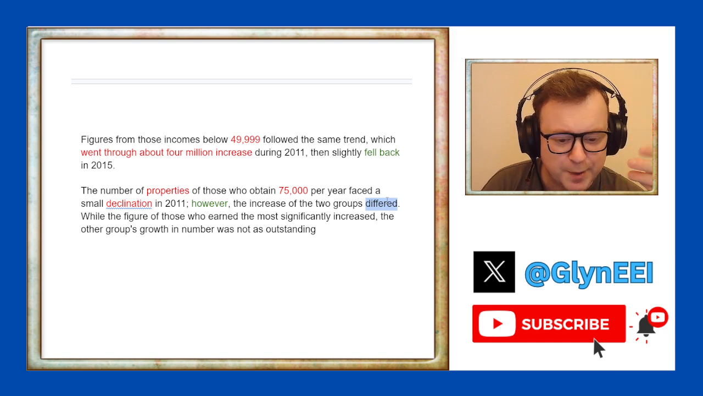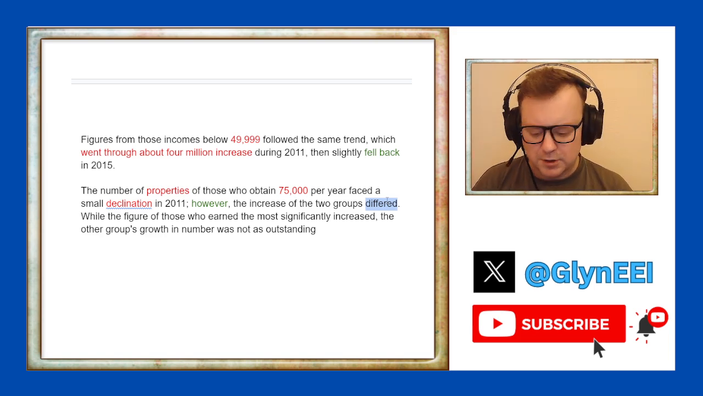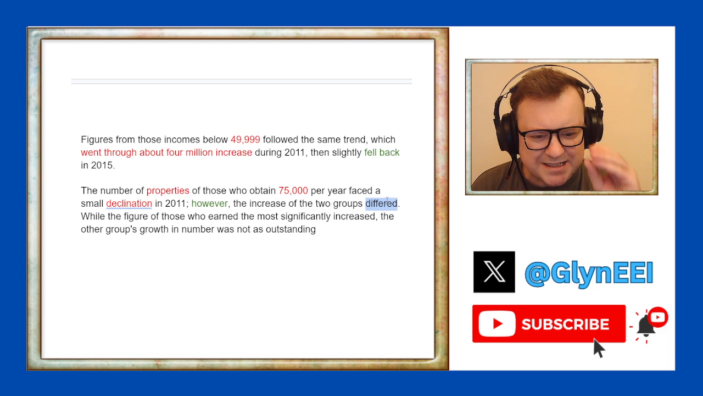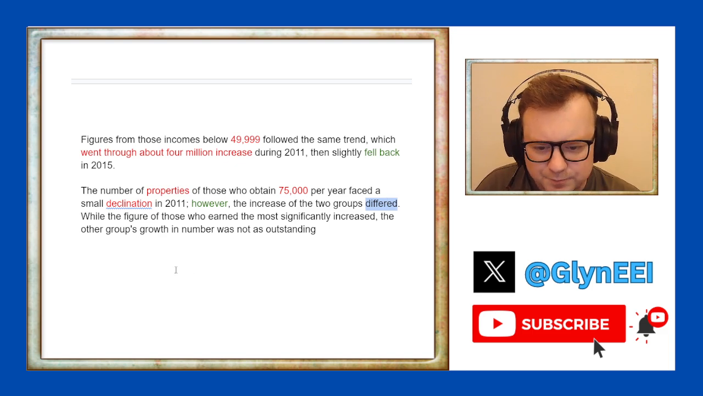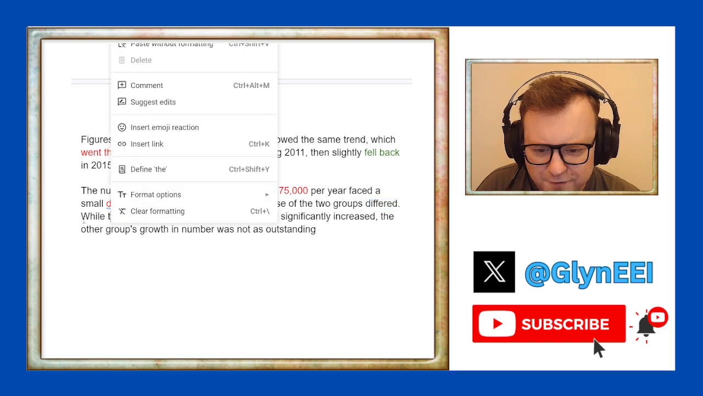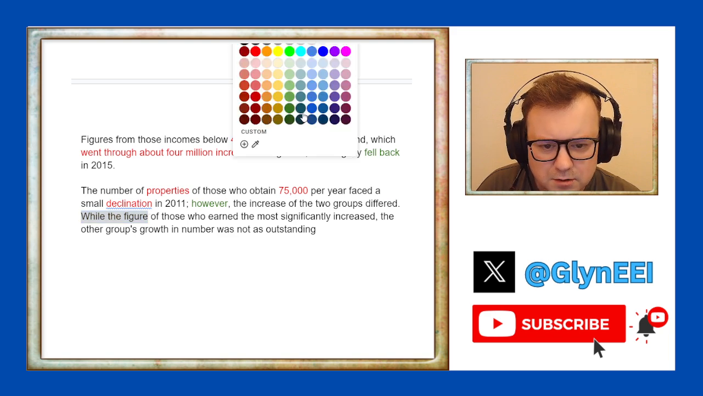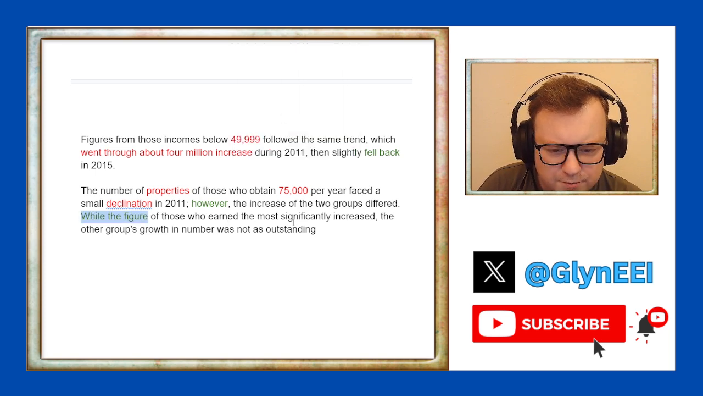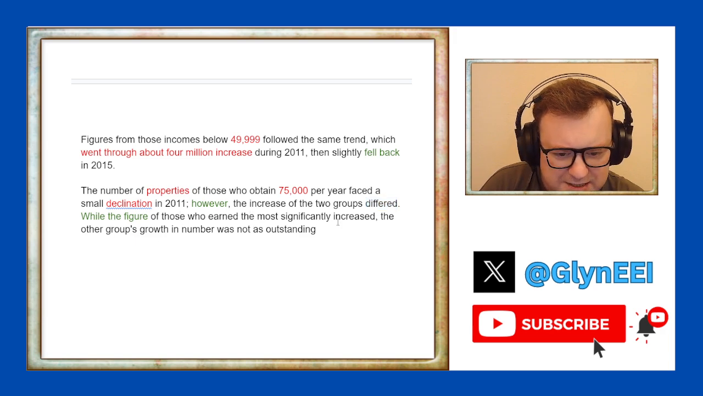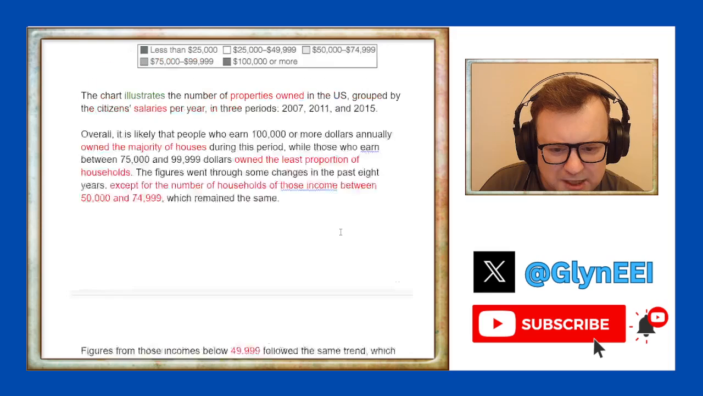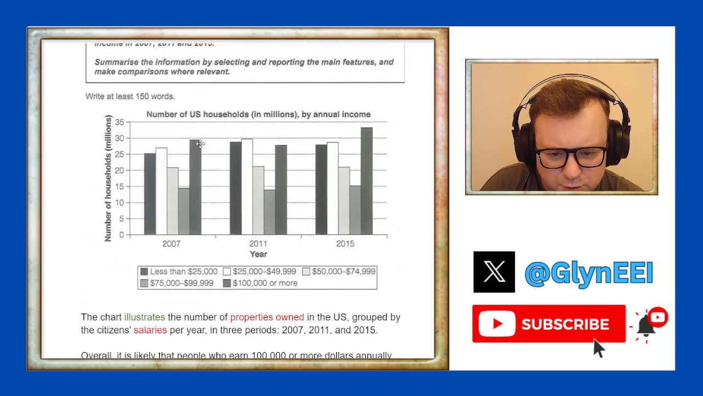Saying they differed is fine for paragraph 2 when you give your overview. But in paragraphs 3 and 4, we want key details. We want to dig deep. Okay. "While the figure..." So, good subordination here. "While the figure of those who earned the most significantly increased..." Okay, we do get some follow-up to this differed. "...the other group's growth in the number was not as outstanding." Is it true? That one grew, boom. That one grew, boom.